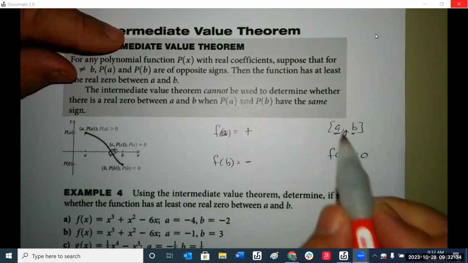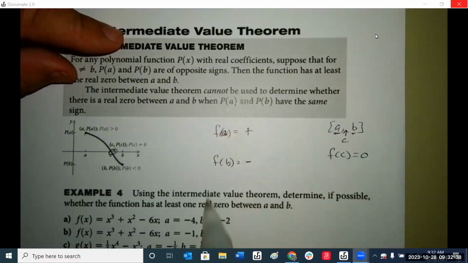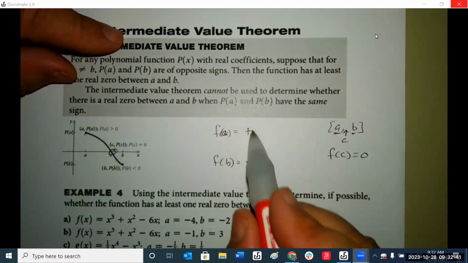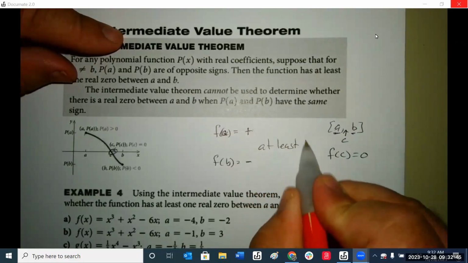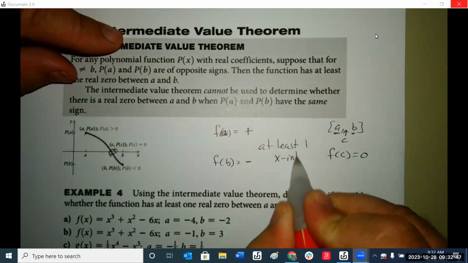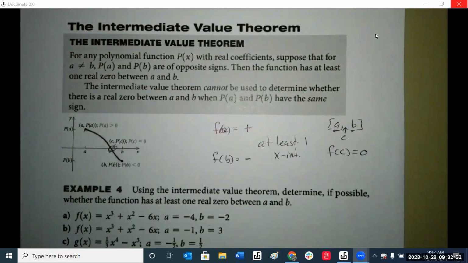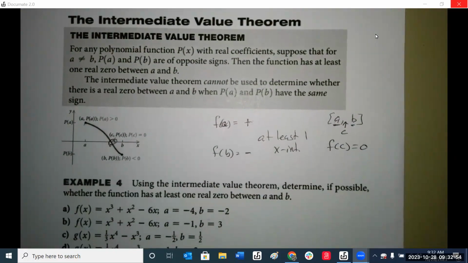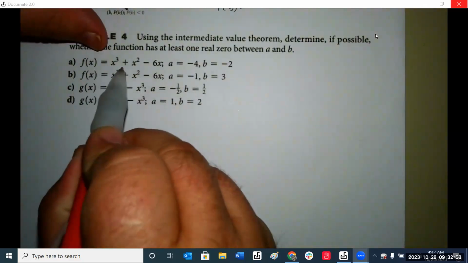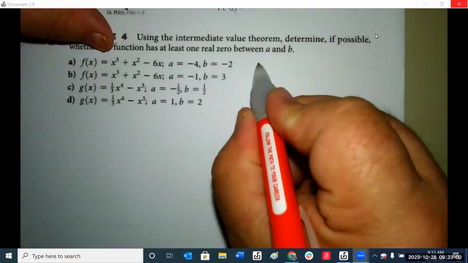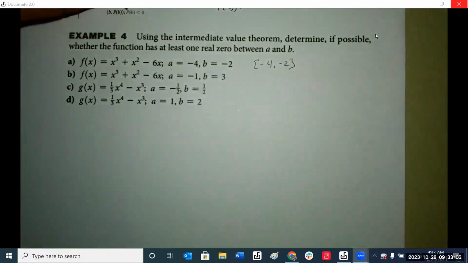Again, the way you do it is just take the endpoints from your domain and plug them in there. If they're opposite signs, then you'll have at least one x-intercept. If they're both the same sign, you can't tell me anything about it yet. So let's look at these. f of x equals this. What it's saying here is from -4 to -2.